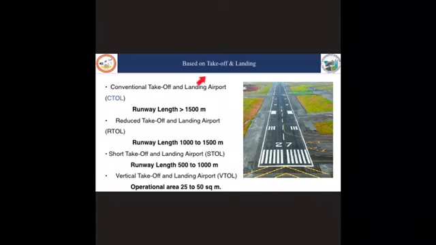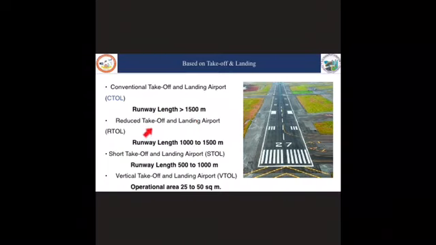So the first classification is based upon takeoff and landing. This means how much runway length is available for takeoff and landing. Depending upon that, the first one is the conventional takeoff and landing airport, in short CTOL aircraft. Here the available runway length for takeoff and landing operations will be more than 1500 meters. 1.5 kilometers of runway length will be available in conventional takeoff and landing aircrafts.